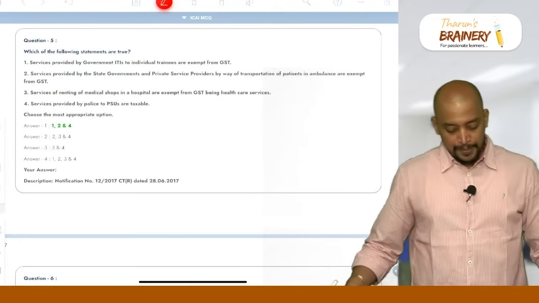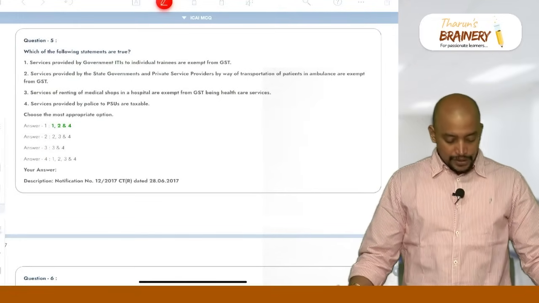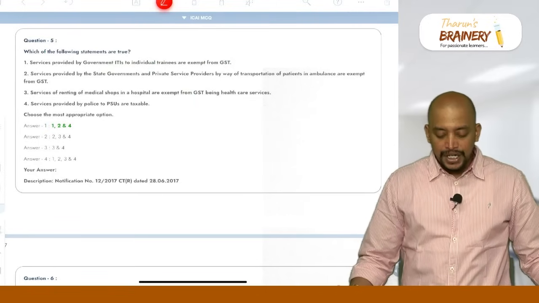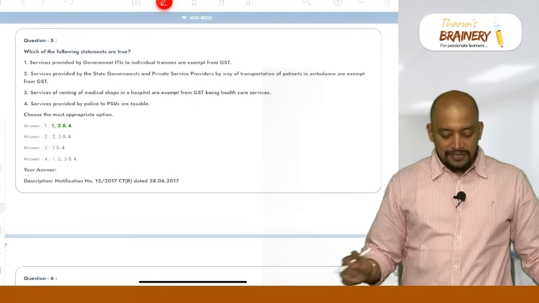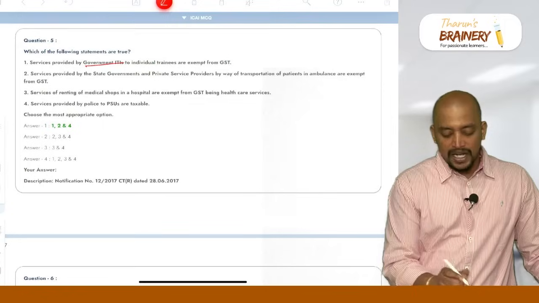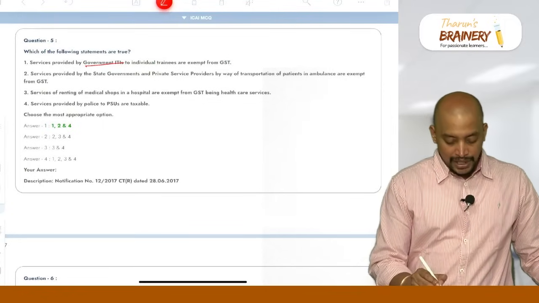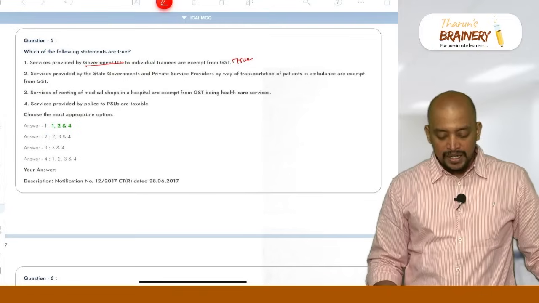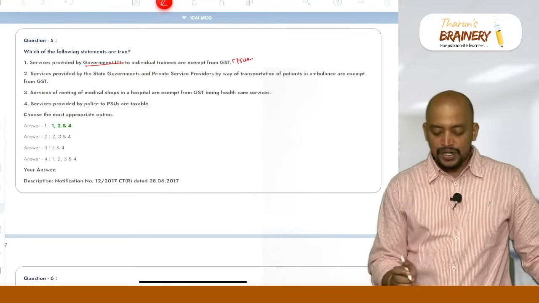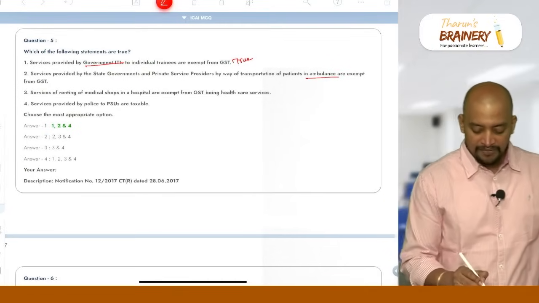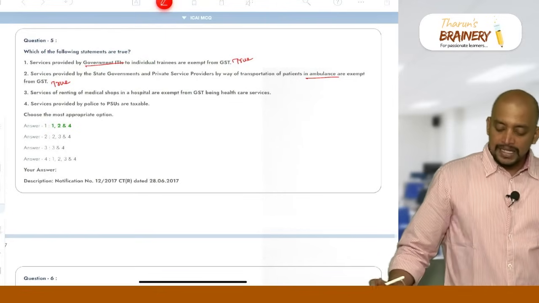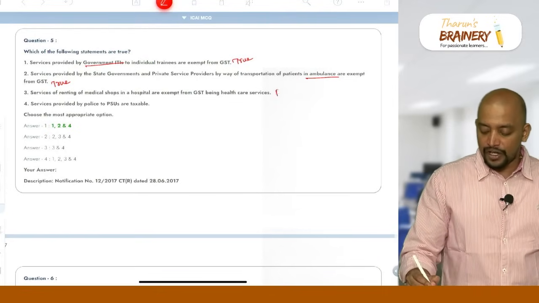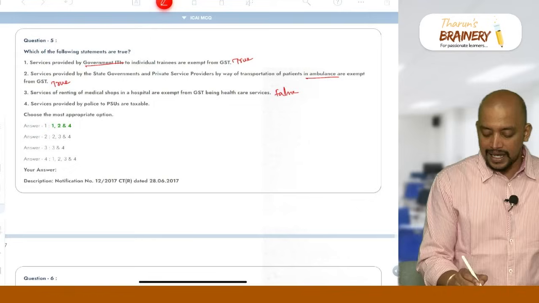Then number 5. Which of the following statements are true? Services provided by government ITIs to individual trainees are exempt from GST. Government ITIs will come under approved vocational education. So, this is true. Service provided by state government and private service providers by way of transportation of patient in an ambulance are exempt from GST. True. Service of renting of medical shops in a hospital are exempt. No, false. Because renting is not healthcare services.